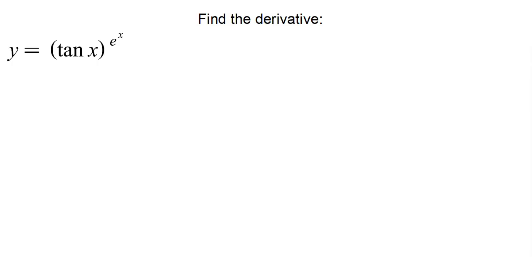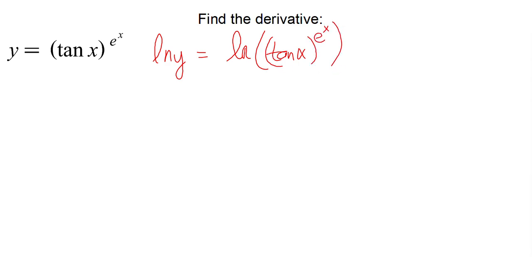For number 4 here, we've got tangent of x to the power of e to the x. So again, this is a function being raised to the power of another function. So we'll take the natural log of both sides. Right? And when we do that, we should see, again, that e to the x can come out into the front, giving us natural log y equals e to the x times the natural log of tangent of x.